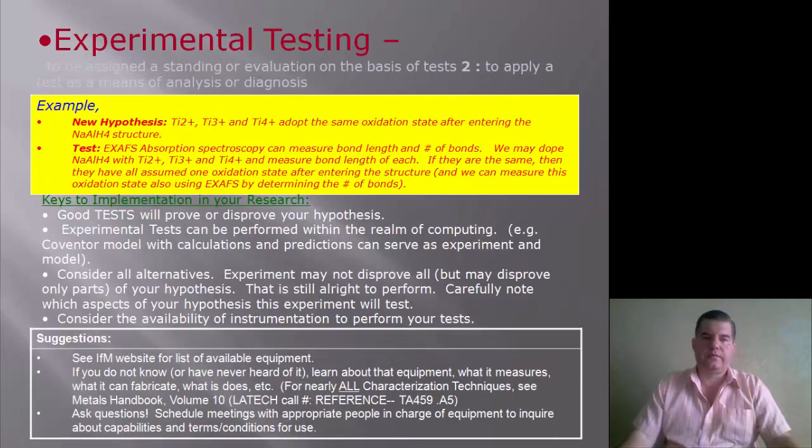Experimental testing: to be assigned a standing or evaluation on the basis of tests; to apply a test as a means of analysis or diagnosis. Keys to implementation in your research: good tests will prove or disprove your hypothesis. Experimental tests can be performed within the realm of computing, e.g., a Covington model with calculations and predictions can serve as experiment and model. Consider all alternatives.